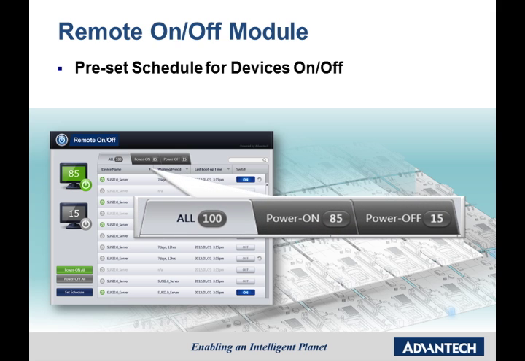The remote on-off feature is mainly used to control the on-off cycles. This feature can be used to schedule when the systems turn on and off to match your company's business hours, or it can be done immediately by the console operator.